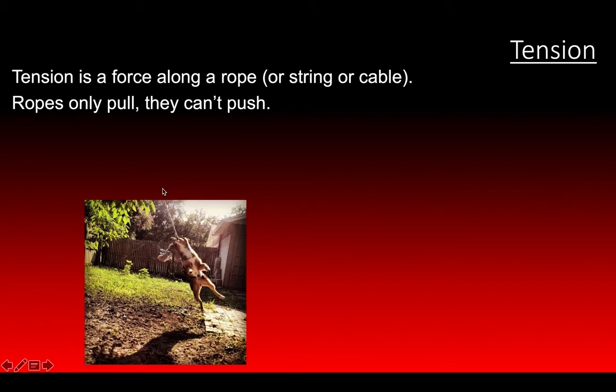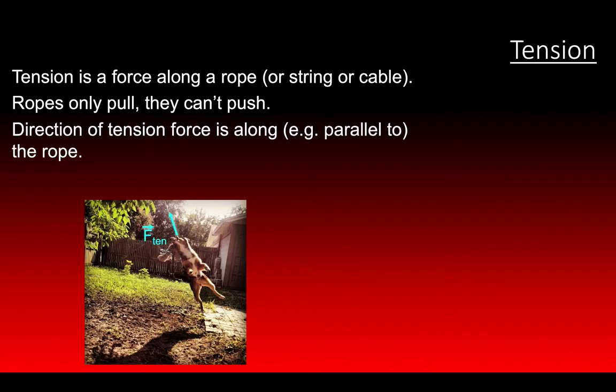If I look at the picture, I see the rope is pointing up and to the left. So that implies that the direction of the tension force on the dog is up and to the left along the rope. The dog is the object that we are asking about: what are the forces on the dog? And the tension force is one of those forces, in addition to gravity and whatever other forces might be present in a particular scenario.